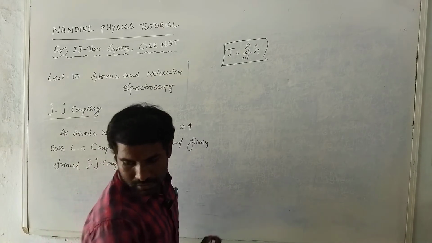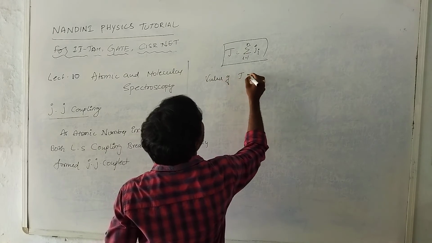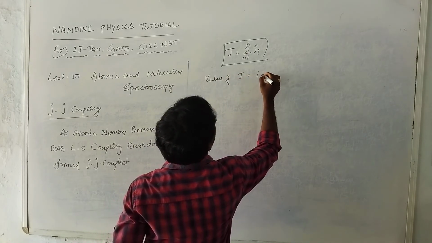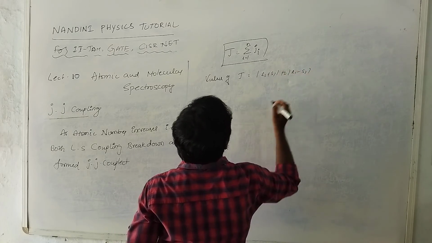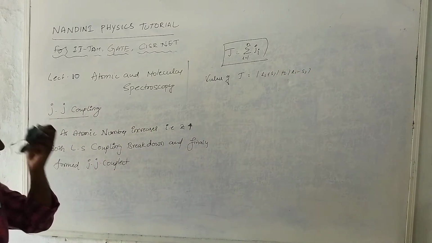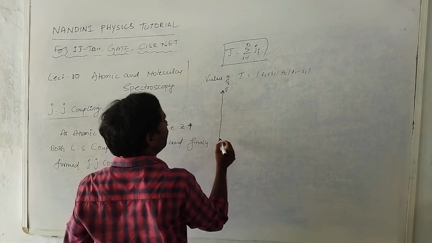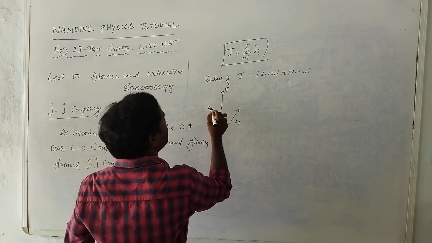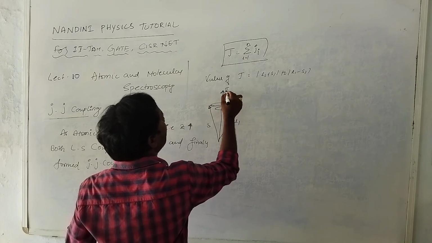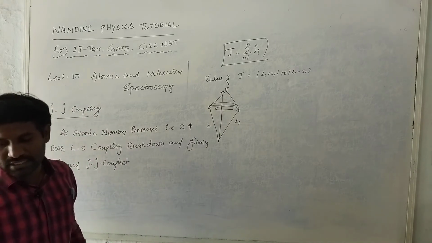Therefore the possible values of j are l1 plus s1 to l1 minus s1. So these are the possible values. This is the JJ coupling J. One l1 coupling and one s1 coupling, both precess about their own axis and finally form JJ coupling. Okay. So this is about JJ coupling.